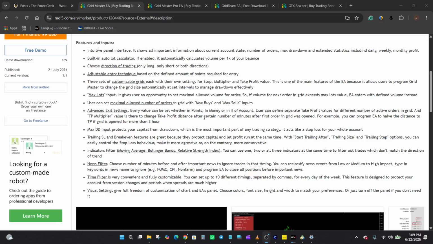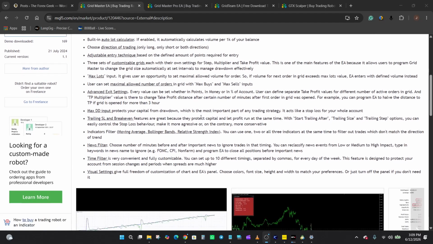Now, moving into the historical backtest section, this is where we can evaluate how the EA performed during the selected testing period. As always, it is important to remember that backtest results represent historical analysis only and should not be interpreted as guarantees of future performance.